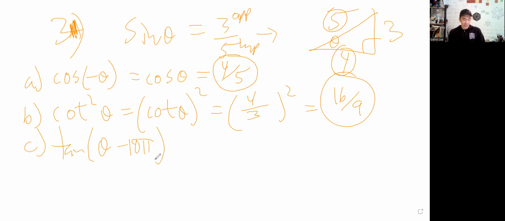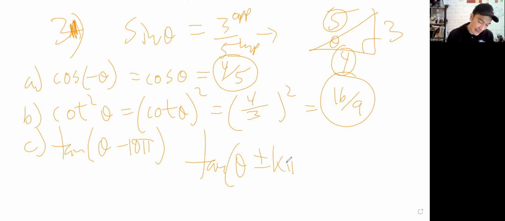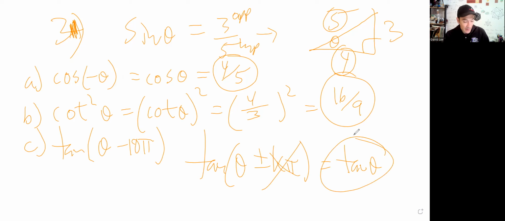Recall that for tangent, the tangent of theta plus or minus k pi is just going to be tangent theta, as long as k is an integer. It could be plus or minus, and k could be even or odd, it doesn't matter, just make sure it's an integer. If it has a pi attached to it, then this basically goes away and it just gives you the regular tangent of theta. And that's what I want to do for our problem here.